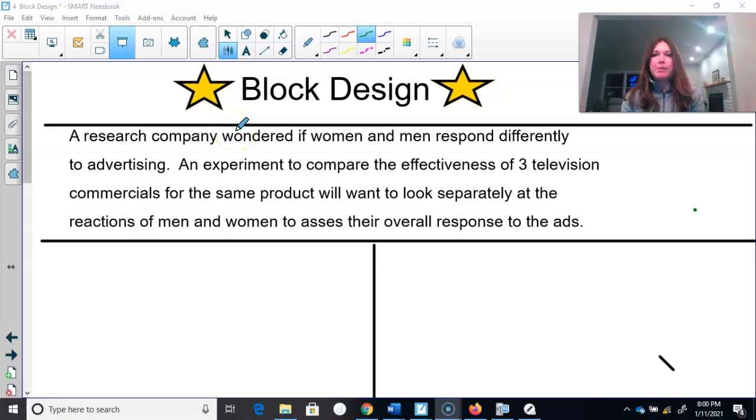Hey guys, remember when we were talking about observational studies and we needed to get information to draw conclusions about a population? There are two ways that we did it. We did a simple random sample and a stratified random sample.